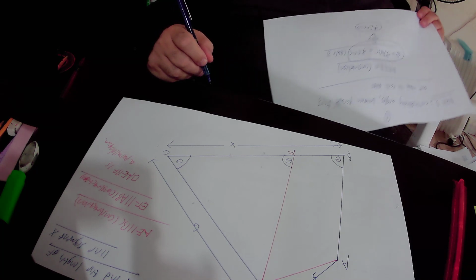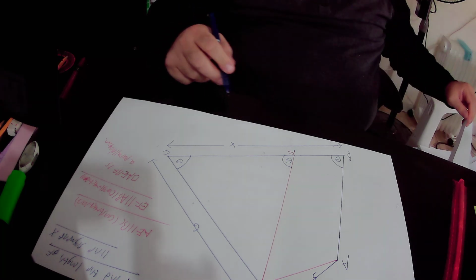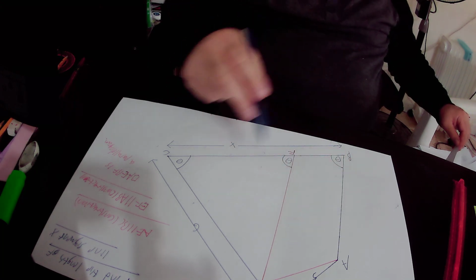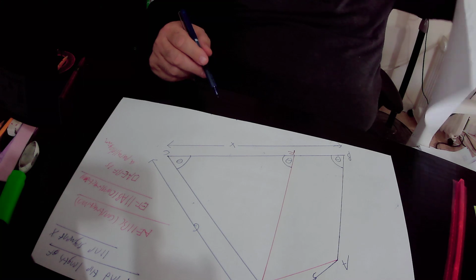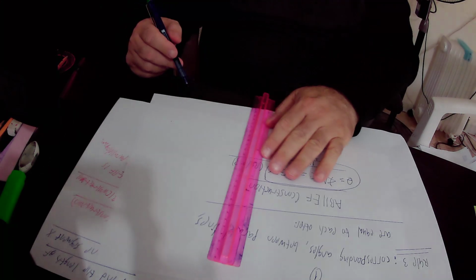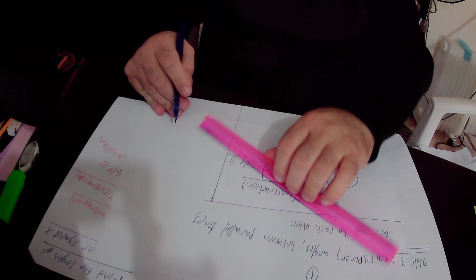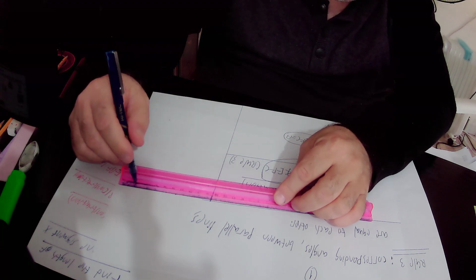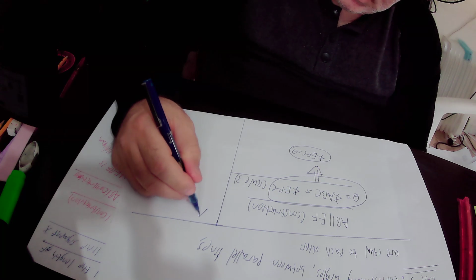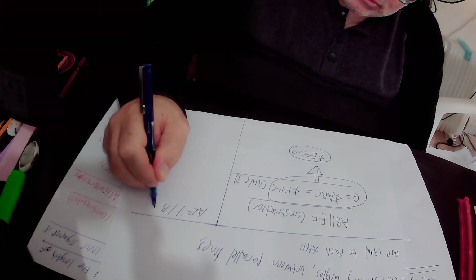Likewise, we have, according to our construction, AE is parallel to BC. AE is parallel to BC according to our construction.